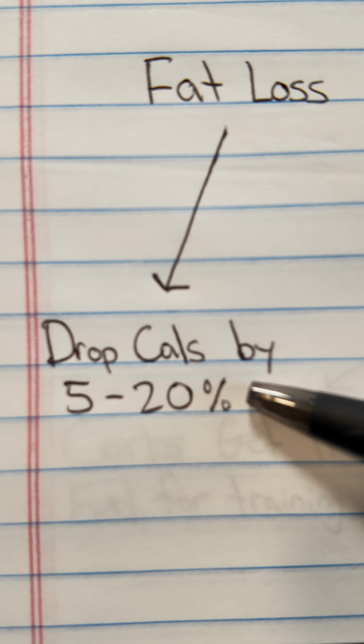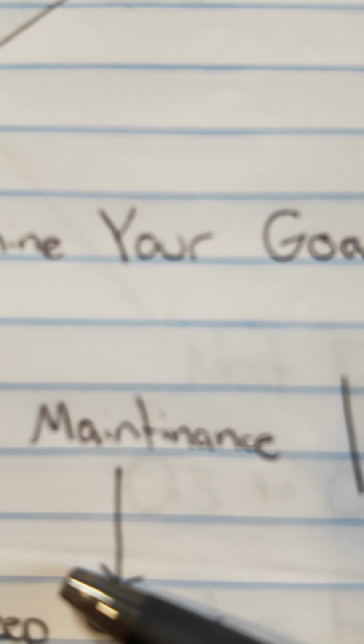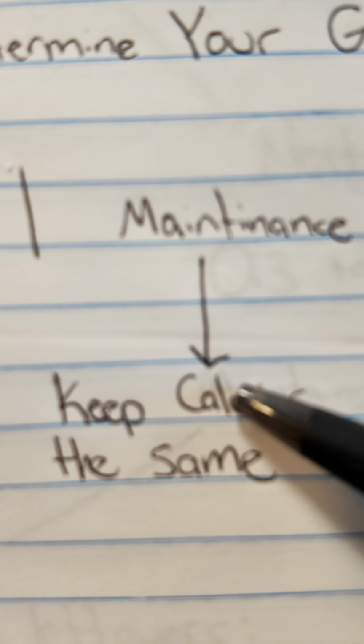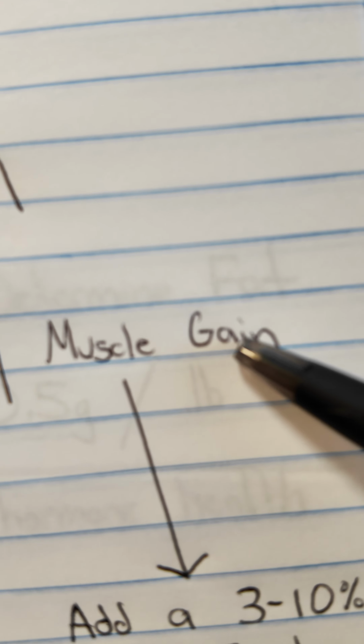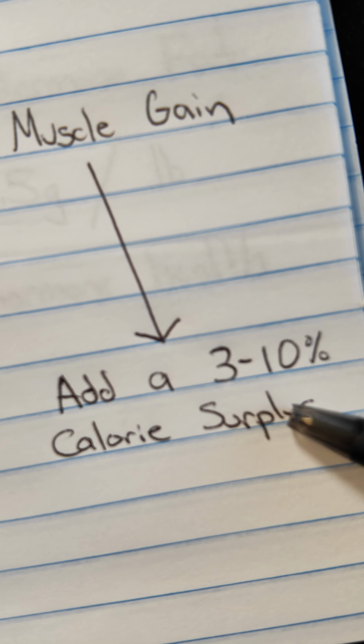If your goal is fat loss, then we simply need to drop calories by 5 to 20% in order to create that calorie deficit. If your goal is to just maintain your weight and improve your performance, keep calories the same, focus on improving your performance with your training. If your goal is to gain muscle mass or size, we need to add a 3 to 10% calorie surplus.